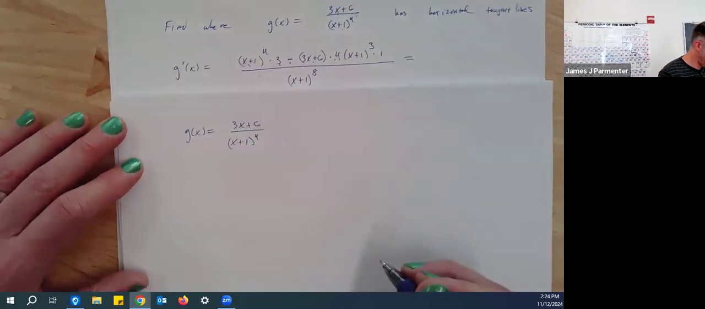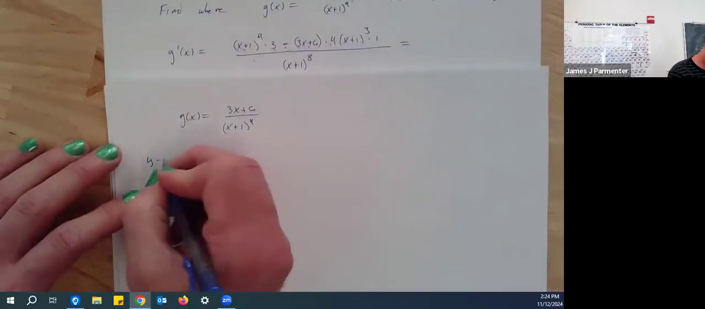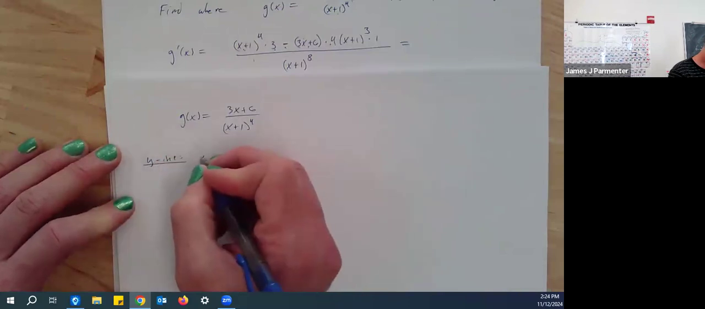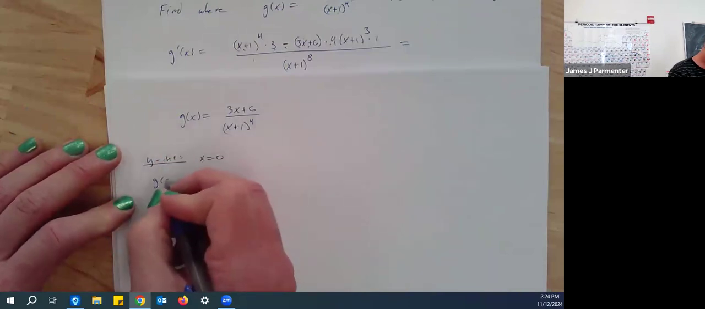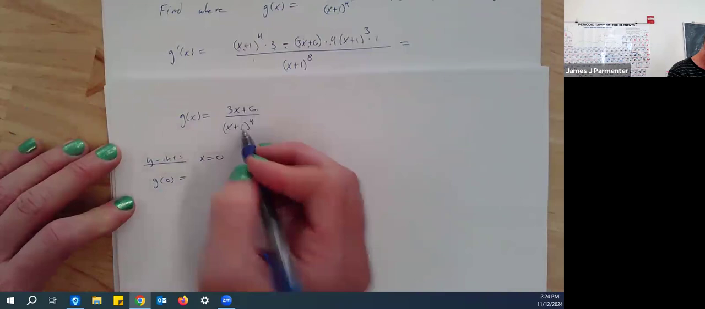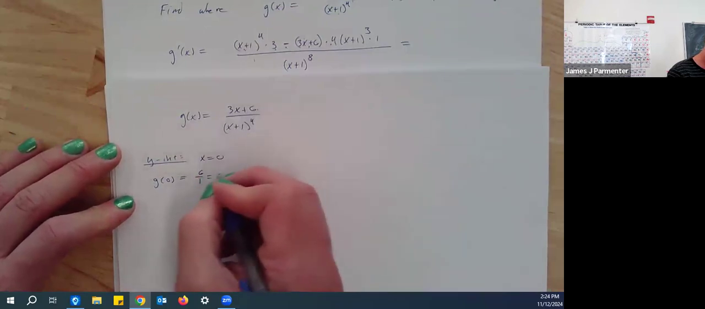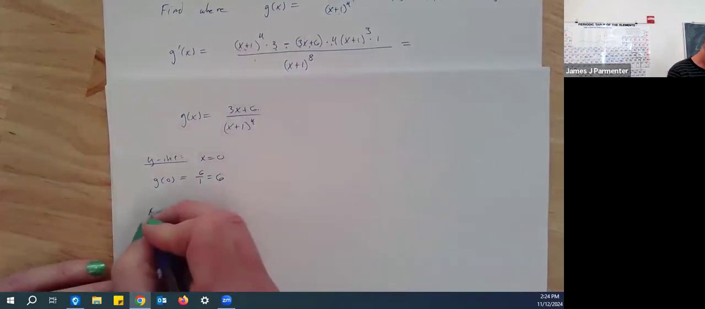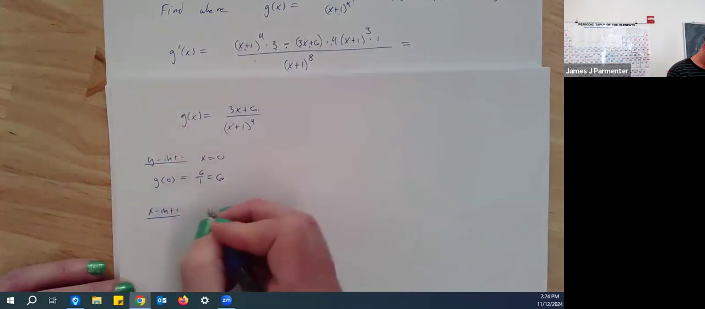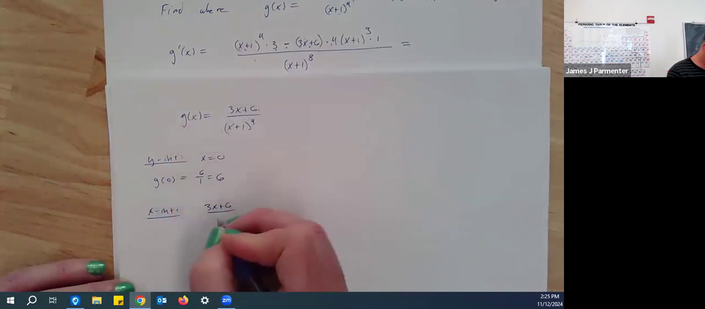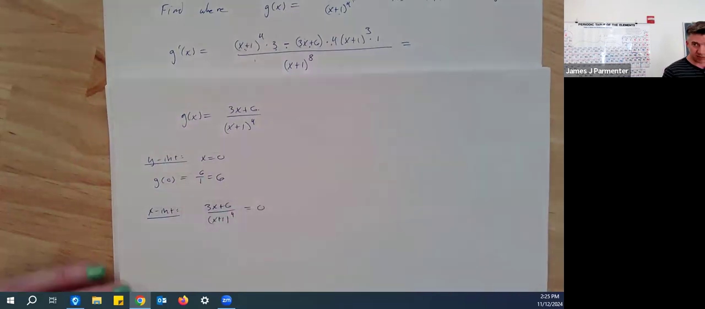I'll point out that we have a y-intercept. We set x equal to 0. We're going to get g of 0 equal to 6 over 1. How convenient. Just 6. X-intercept. Set the whole thing equal to 0. But when we set a fraction equal to 0, we only end up setting the numerator equal to 0 because you multiply both sides by x plus 1 to the 4th.